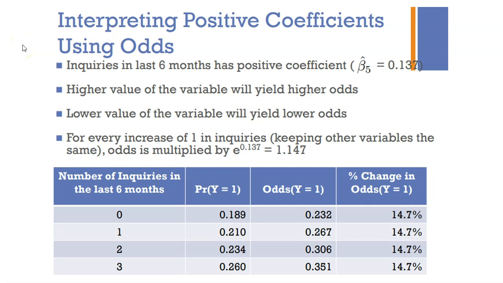Interpreting coefficients using odds. Inquiries in the last 6 months has a positive coefficient. We just said about the example, beta 5 is 0.137. A higher value of the variable will yield higher odds, and a lower value of the variable will yield lower odds. So this makes sense, right? For every one unit increase in inquiries, keeping all other variables constant, odds is multiplied by e to the power 0.137, which is 1.1.